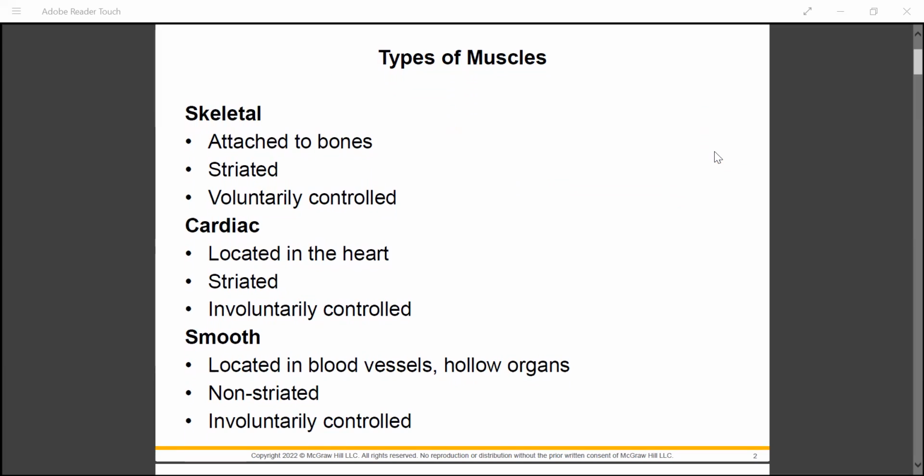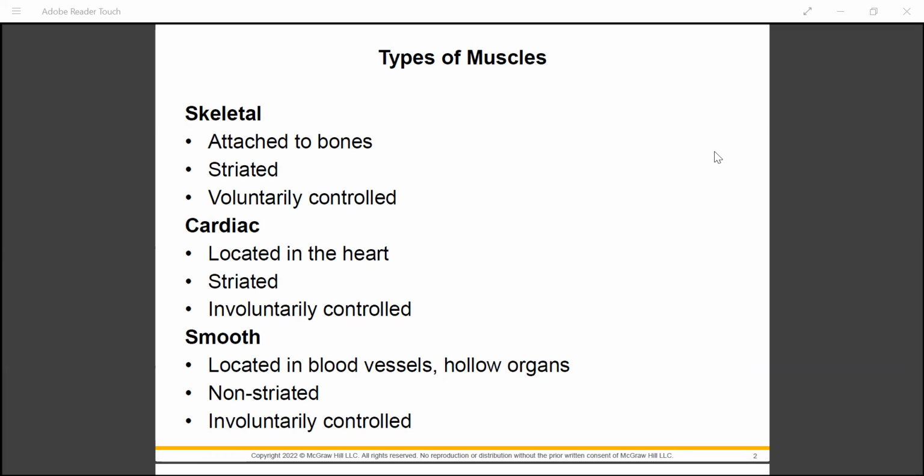So these should look familiar back from the tissues in chapter 4 of unit 1. But we have three different types of muscle tissue. So we have skeletal tissue, which is attached to the bones. We have striated skeletal, so that means it's going to be striped. So that means that we have our actin and myosin, our two myofilaments that we'll talk about shortly. They create a striped appearance. So that's what striated means.